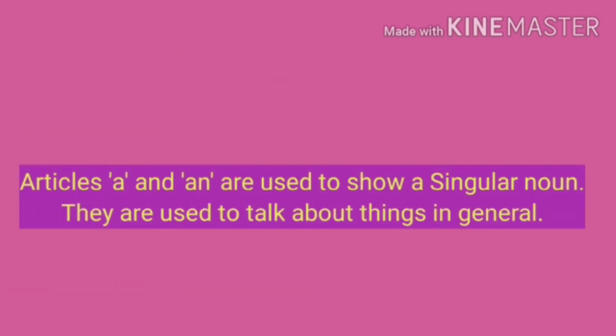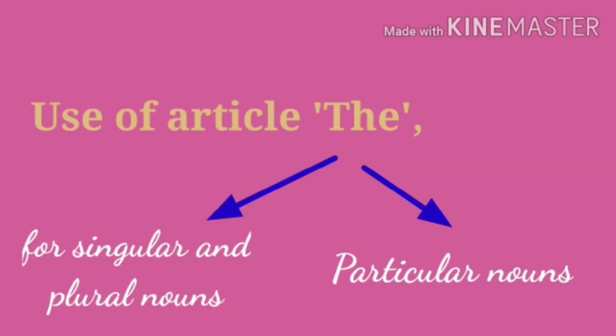Articles a and an are used to show a singular noun. They are used to talk about a thing in general. Now, let's look at the usage of article the. The is used before singular and plural nouns. We use the when we talk of a particular person, place, animal, or thing.